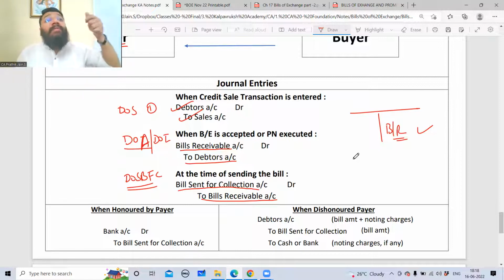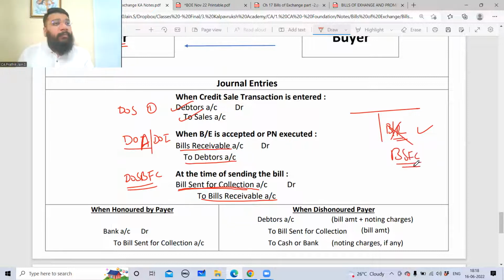So here I have to give a different unique account name. They have told us that we'll create a new name called bill sent for collection. So I will close this, and in place of that, the bill sent for collection account needs to be opened. That's why I created this by debiting it. This is happening on the date when the bill is sent for collection.